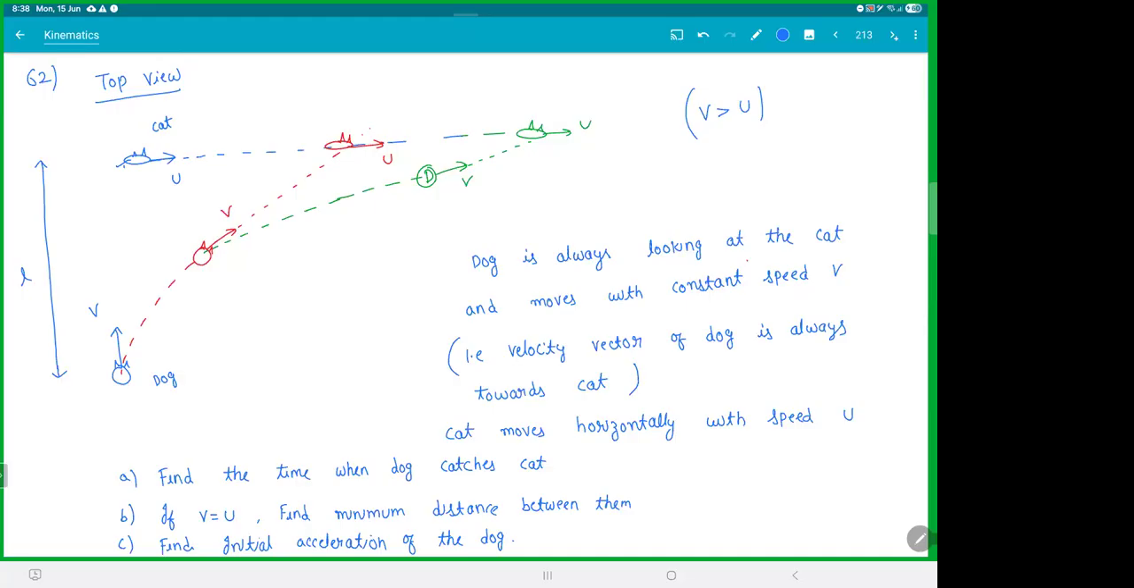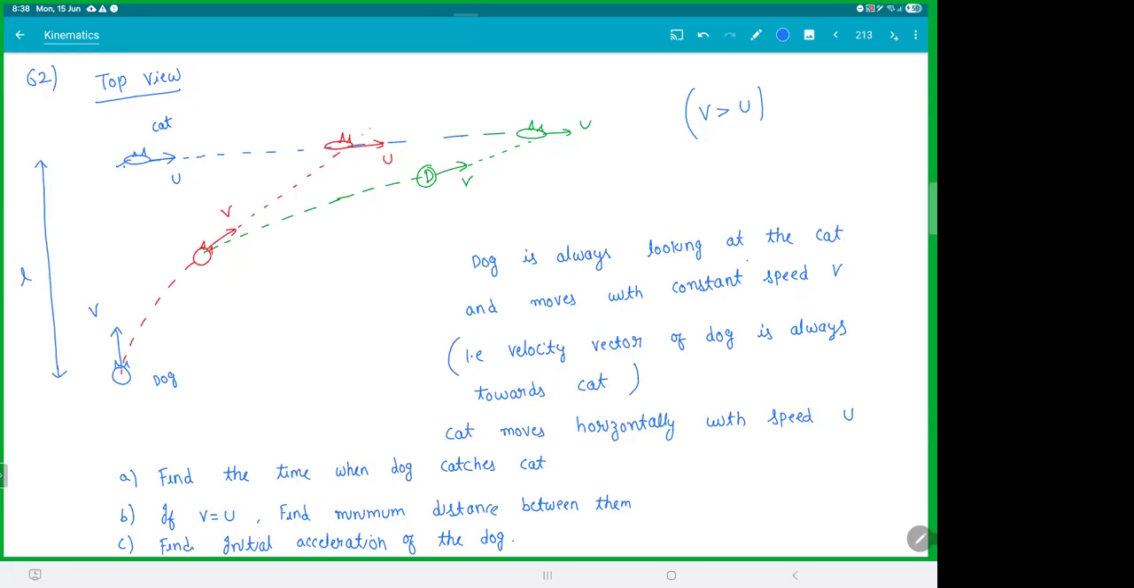Hope the story was clear. So we have a cat which is just running horizontally. There is a dog at a distance L initially, perpendicular to the cat's motion. It starts chasing the cat. So the cat goes forward, the dog also will rotate its head. So it is always running behind the cat. Initially, V is greater than u. So the dog will catch the cat. Find the time.